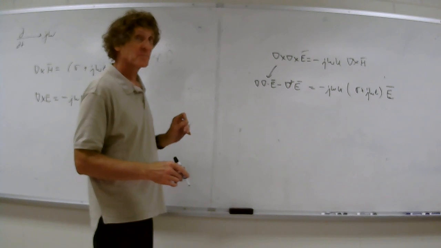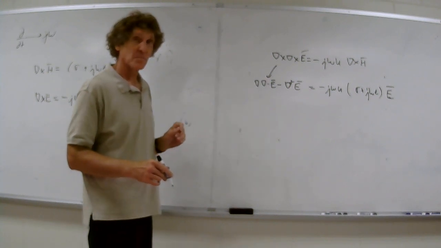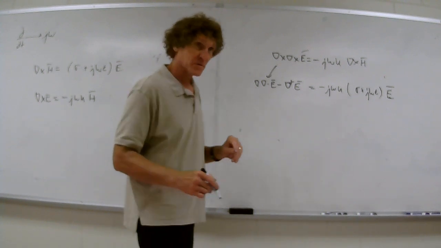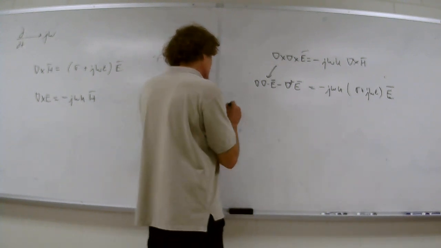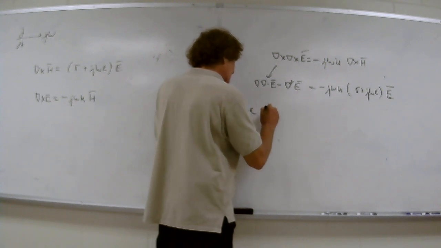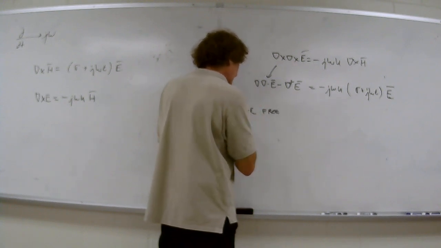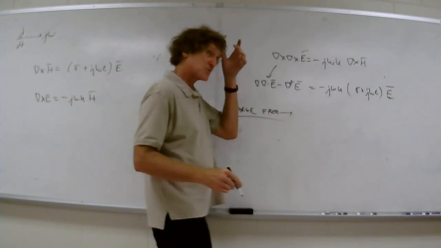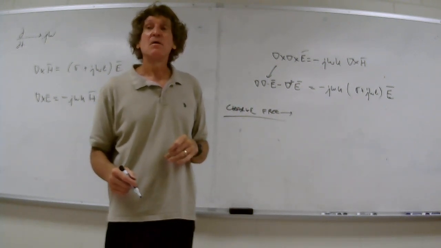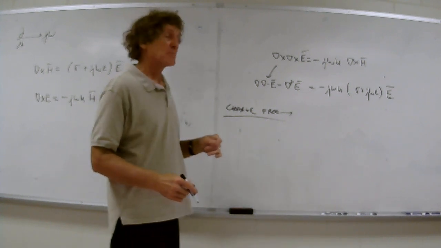Okay, you ready, guys? You all agree this is one equation with one unknown. Here's what we're going to do now. Pay attention, this is important. First thing, we're going to assume charge-free. A charge-free region. What does that imply? What is charge? What's the symbol for charge density? Rho v.